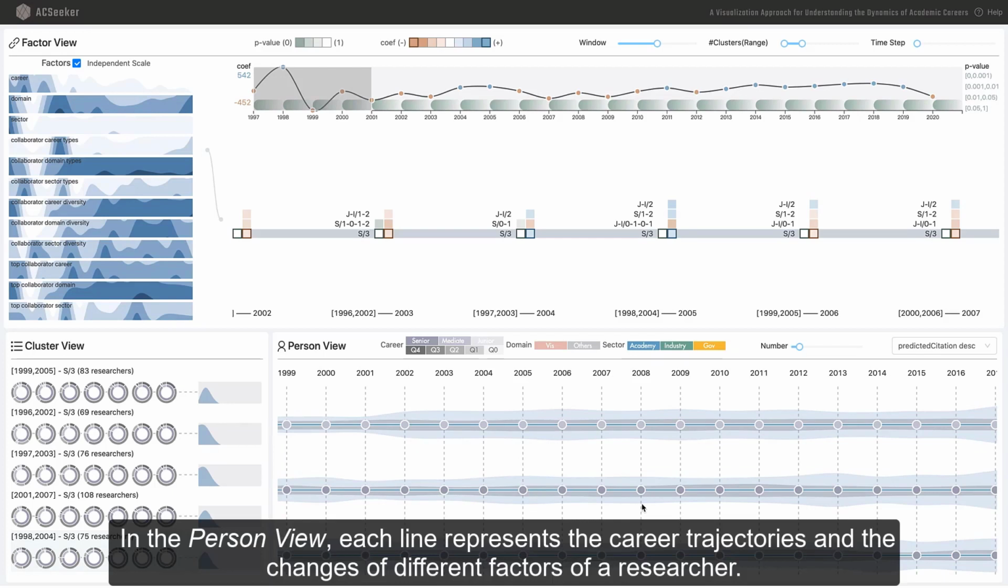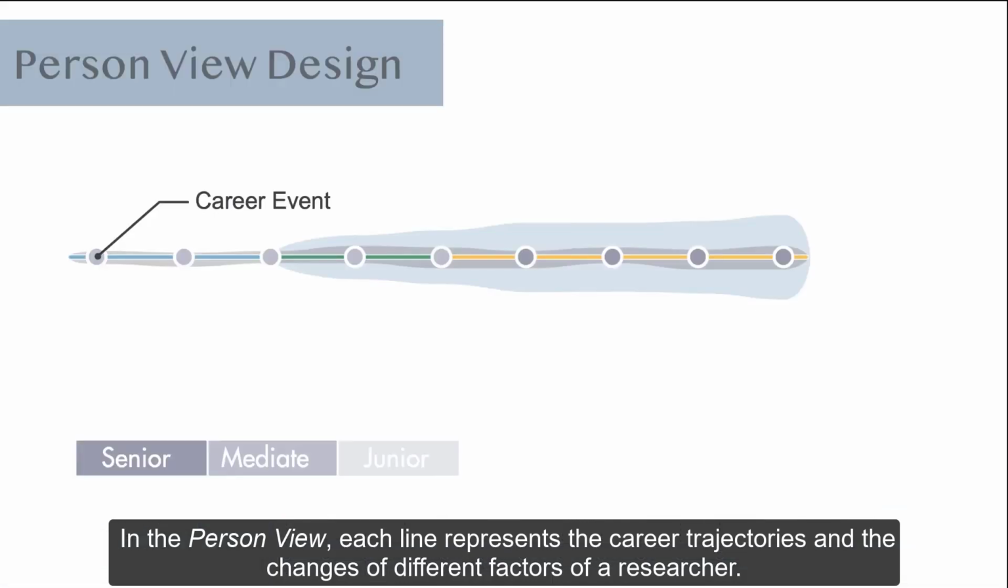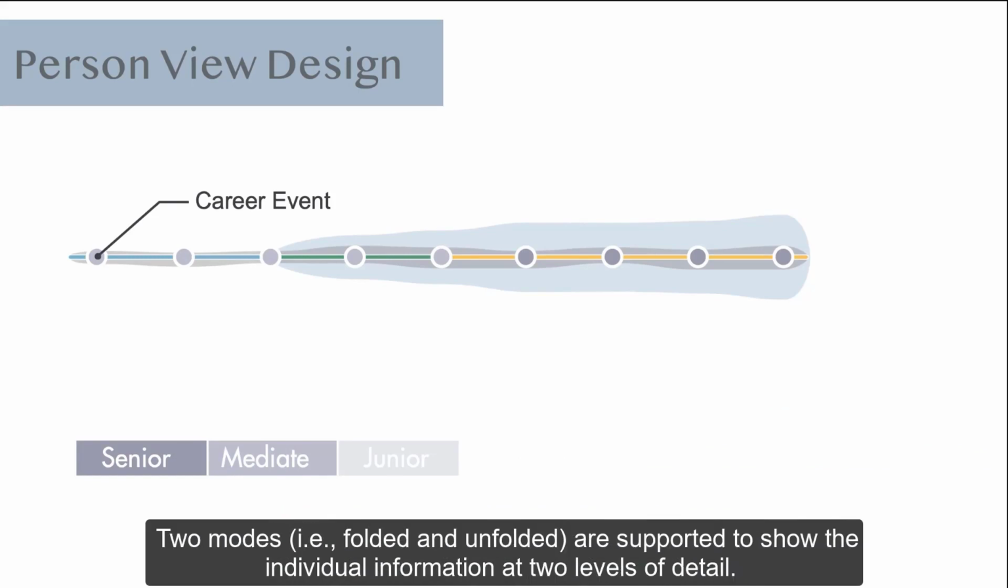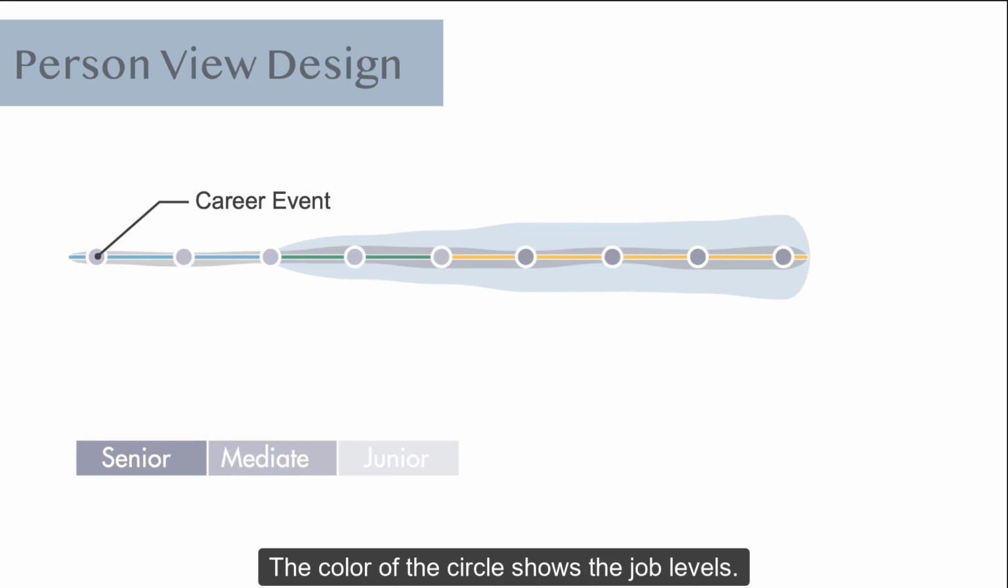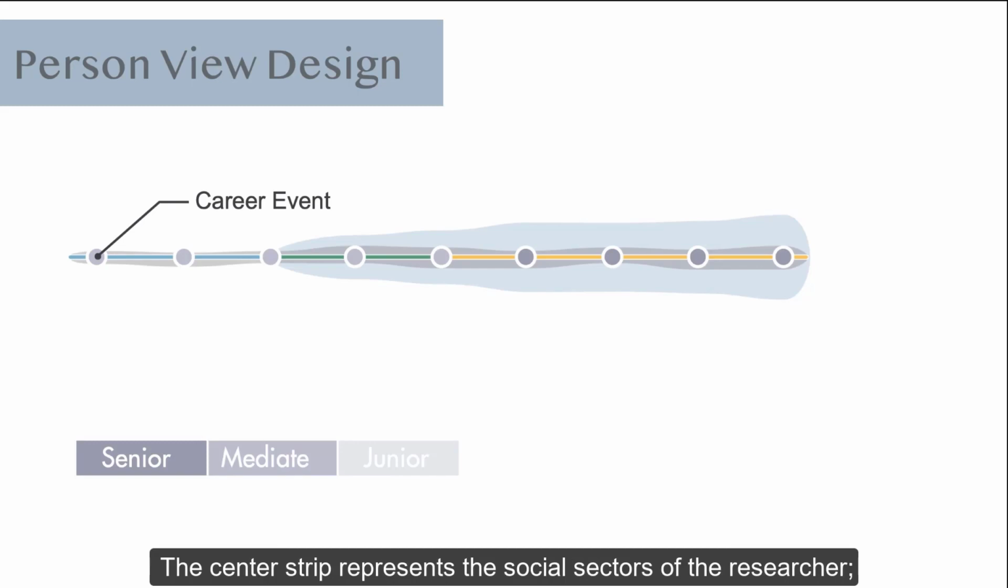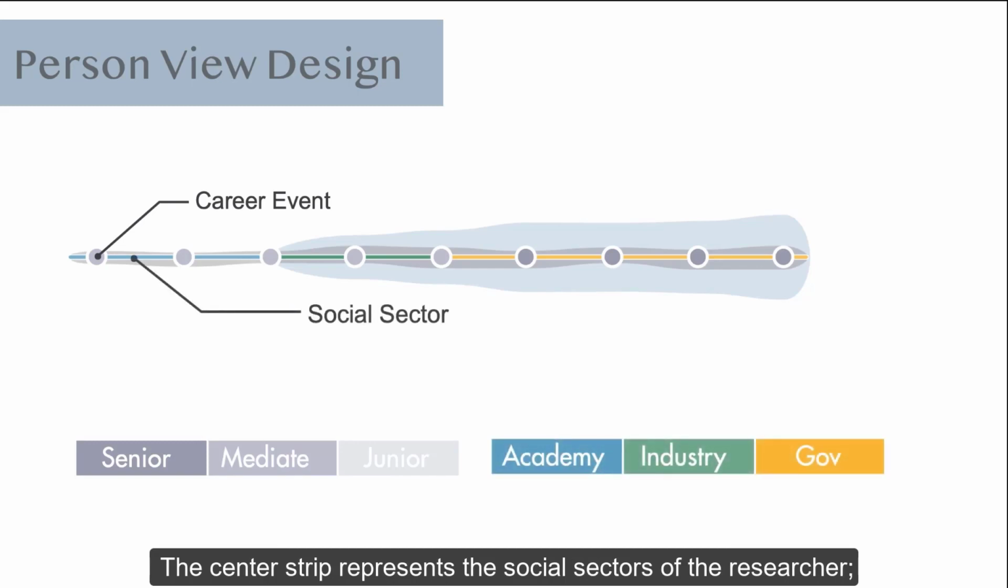In the person view, each line represents the career trajectories and the change of different factors of a researcher. 2 modes are supported to show the individual information at 2 levels of detail. In the folded mode, each career event is represented as a circle. The color of the circle shows the job levels. The darker the color, the higher the level. The center strip represents the social sectors of the researcher. The color scheme is the same as that of the sector glyph.